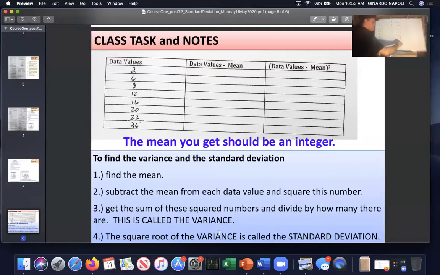Okay, did anybody get the mean? Anybody get the average of the 8 numbers, the mean? Correctamundo. The mean is 14. Okay, so we're going to subtract each data value from the mean. So 2 minus 14, 6 minus 14, 8 minus 14, okay, and so forth. And then at the end, you're going to end up with 26 minus 14.